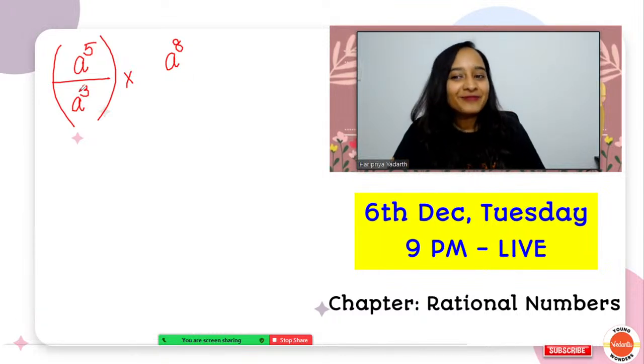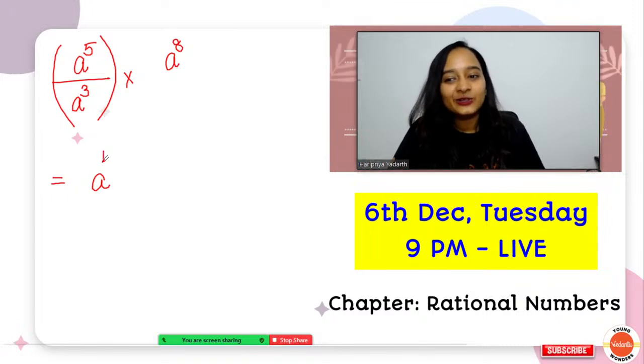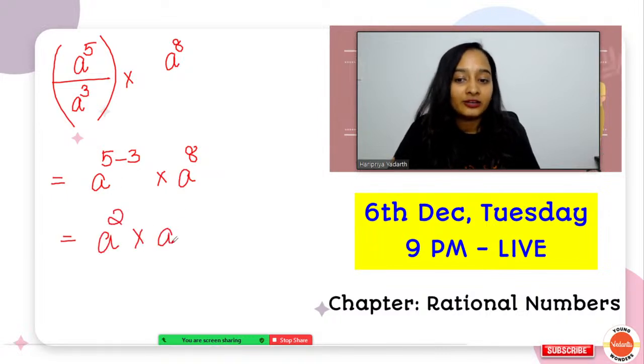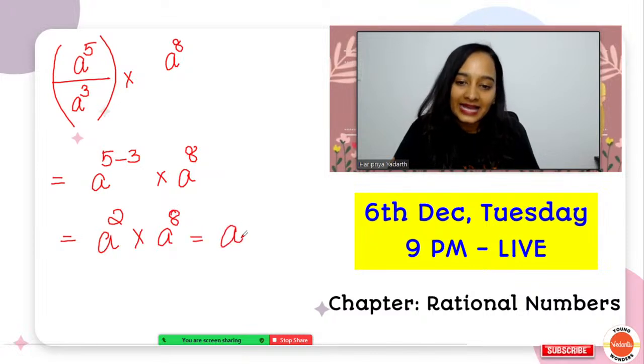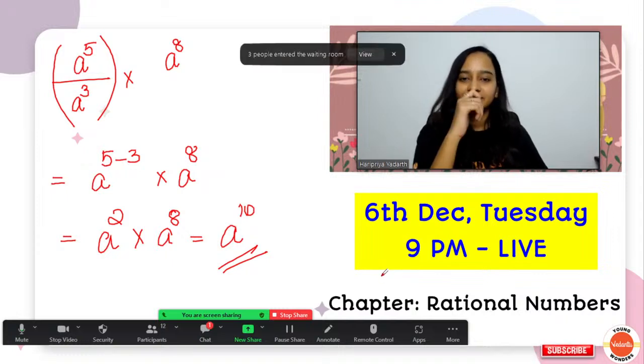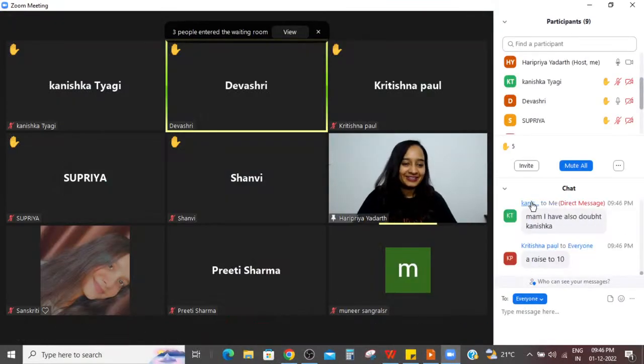ठीक है, तो यहाँ पे bases same है, so keep the base as it is, and since you are dividing, you can subtract your exponents. Multiplied with a to the power 8, so a to the power 5 minus 3 will be 2, multiplied with a to the power 8. तो यहाँ पे base as it is रखो, 8 plus 2 will give you 10, and there you go, you got your answer. ठीक है? Ma'am, understood now.